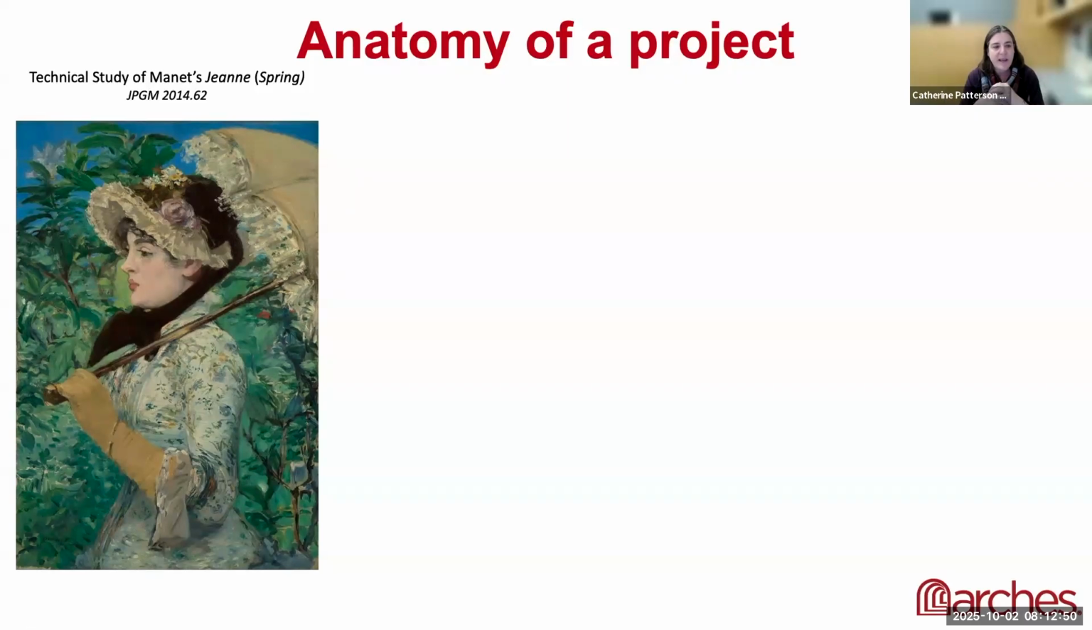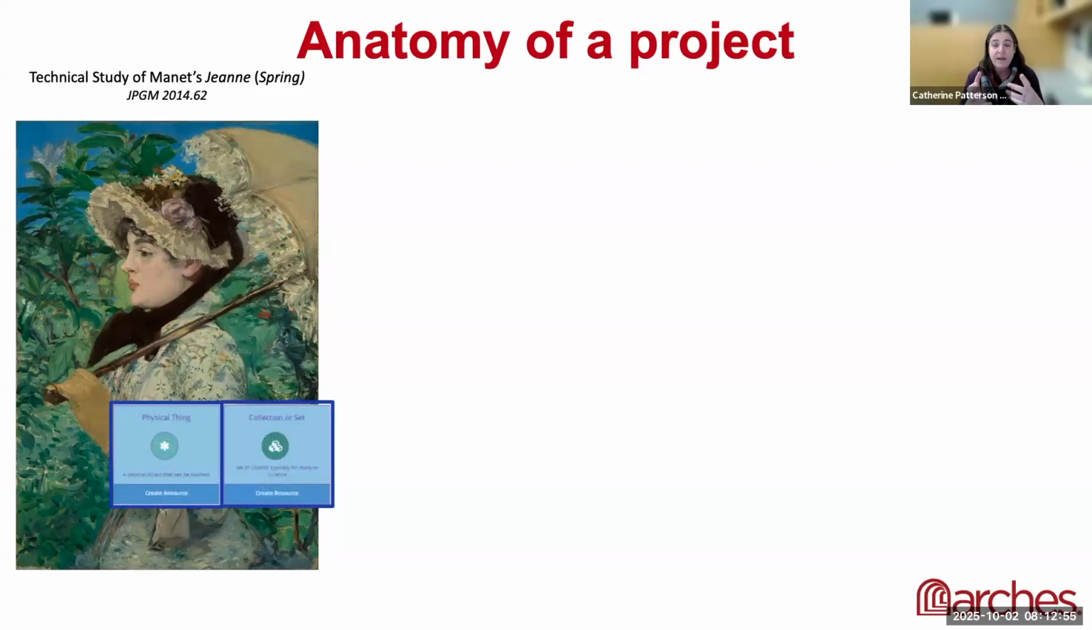So if we just look at this painting, you advance, Annabelle, this painting itself, the object that I start with, is part of at least a couple of different concepts that are important. One, it's a physical thing. The painting exists in the world, and in Arches we call that a physical thing. So that concept is embedded in this work of art.